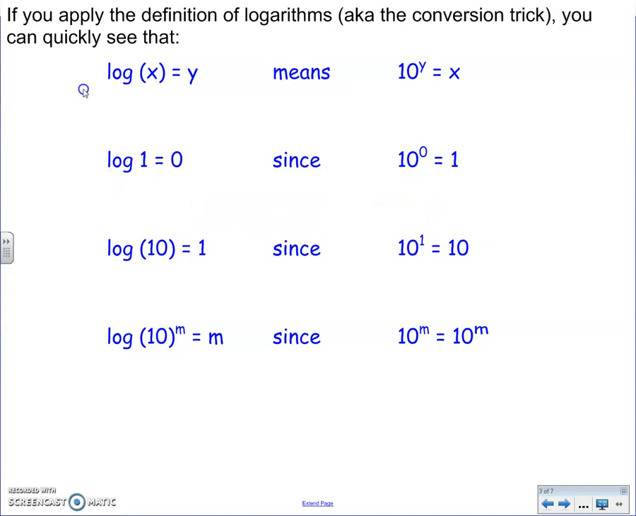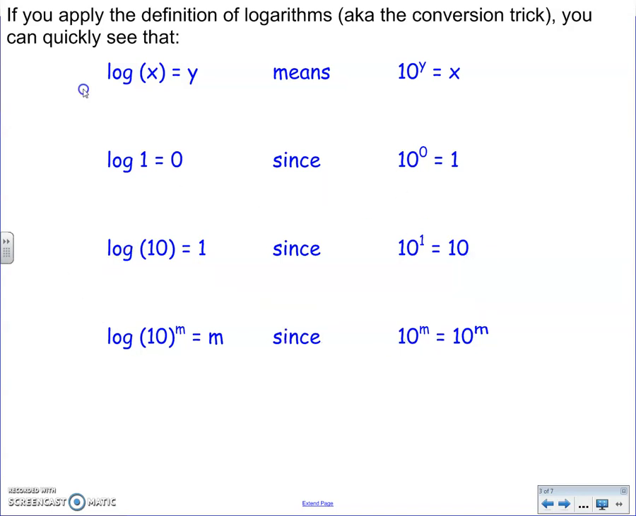Next one. Log base 10 of 10 equals 1. Well, first off, you know these cancel out, so 1 equals 1. That's true. But secondly, if I exponentiate base 10 on both sides, the log base 10 is gone. Otherwise, it's 10 equals 10 to the first power. We know that first power is usually invisible. There's that.